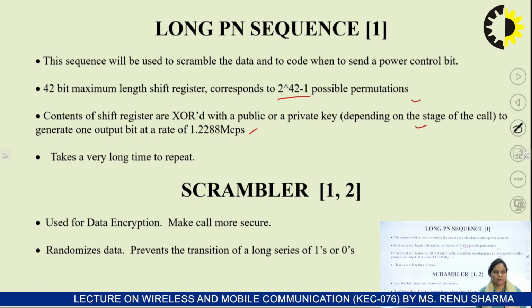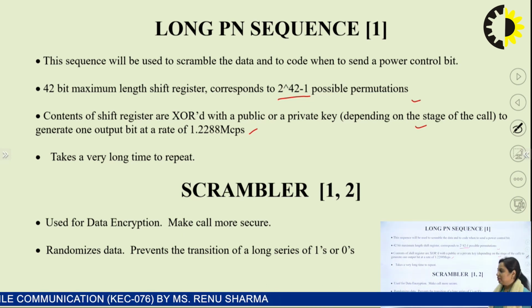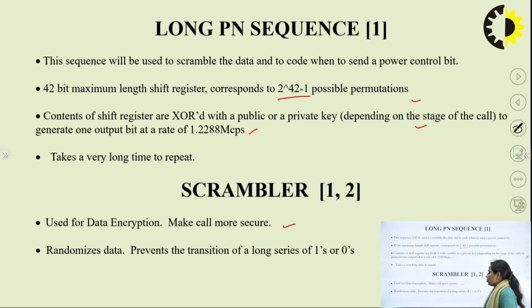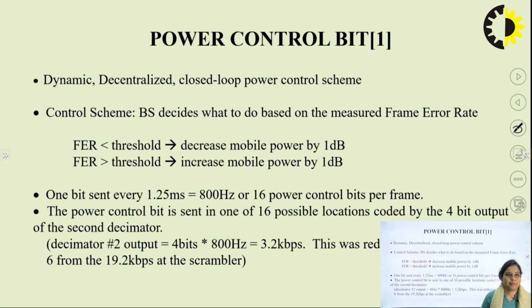Next one is the scrambler. The work of the scrambler is data encryption. It makes the call more secure. It randomizes the data. It prevents the transmission of a long series of ones or zeros. So, that is the use of the scrambler.